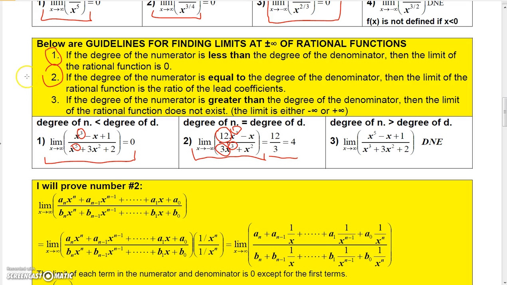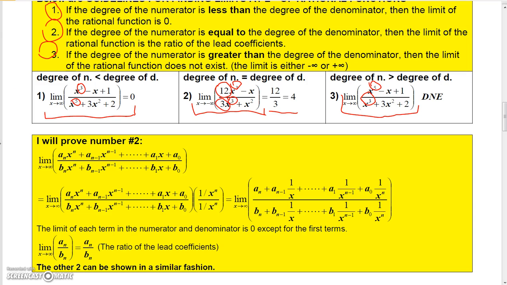And then if the degree of the numerator is greater than the degree of the denominator, then the limit of the rational function does not exist. So in other words, the limit either goes to infinity or negative infinity. And to figure out which way it goes, we'd have to do more investigation. But here, the degree of the numerator is greater than the degree of the denominator, I'm sorry, I said that wrong. And so therefore this limit does not exist as x goes to infinity or negative infinity.